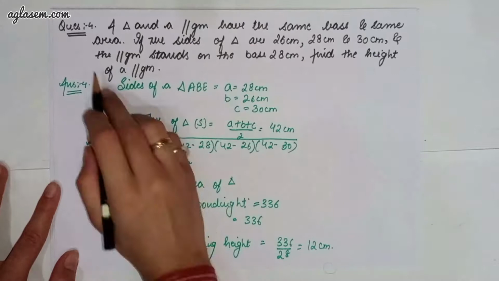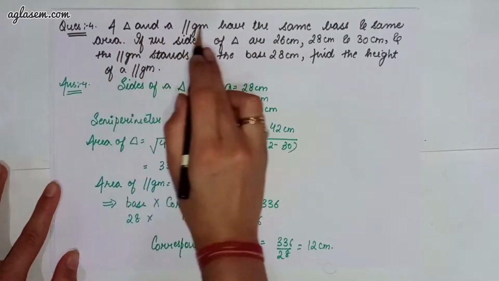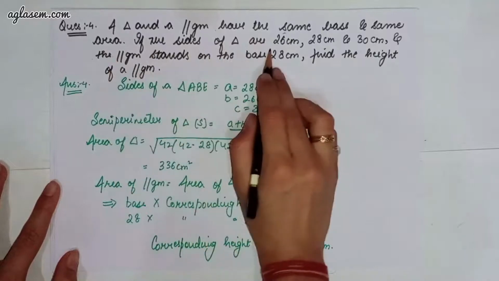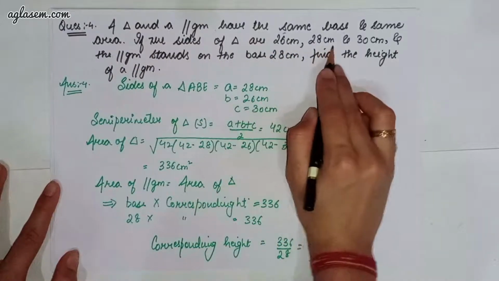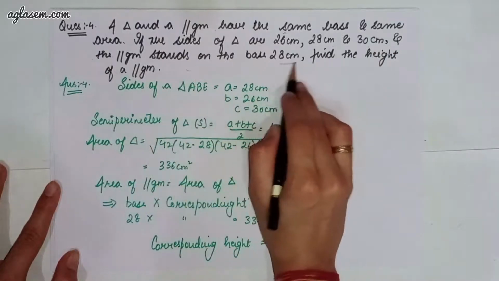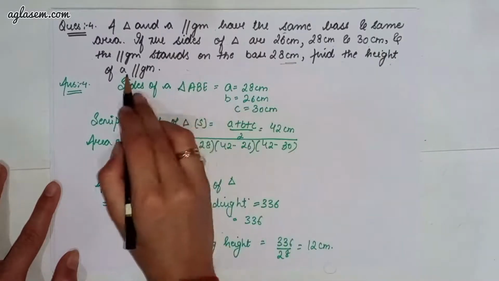Moving to our question number 4, which says a triangle and a parallelogram have the same base and the same area. If the sides of the triangle are 26 centimeter, 28 centimeter and 30 centimeter and the parallelogram stands on the base 28 centimeter, find the height of the parallelogram.